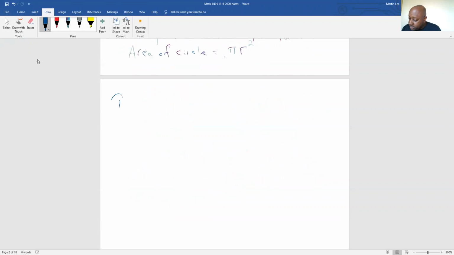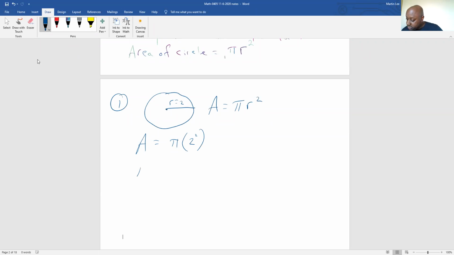Okay, so for example 1, I have a circle whose radius is 2. So r equals 2. To find the area, I'm going to use the formula A equals pi times r squared. So now we want to substitute. A equals pi times 2 squared. A equals pi times 4.